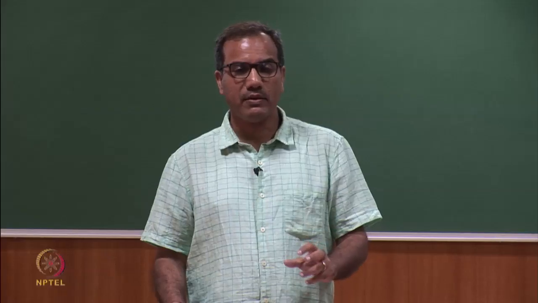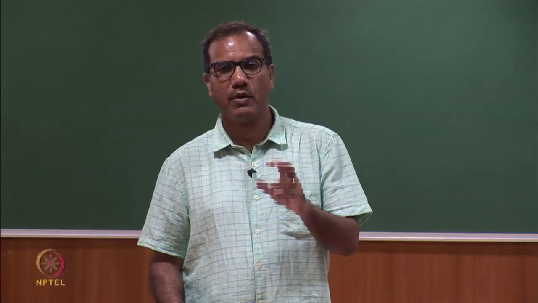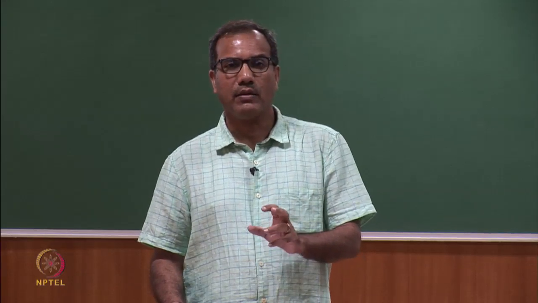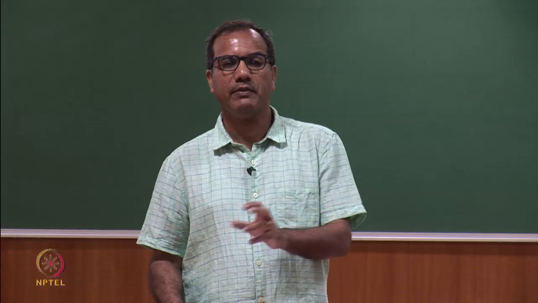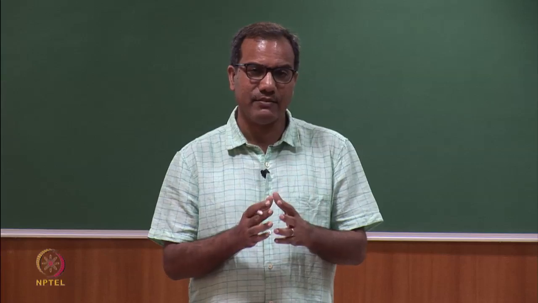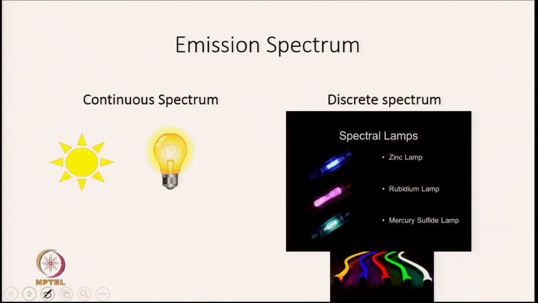So, based on the extent of stimulation of these three cones, we see objects of different colors. In this case, it is the reflected light which reaches our eye. Here we see the leaf as green, since when light interacts with the leaf, a green part of it is reflected to our eyes, and that is the reason why the leaf looks green.